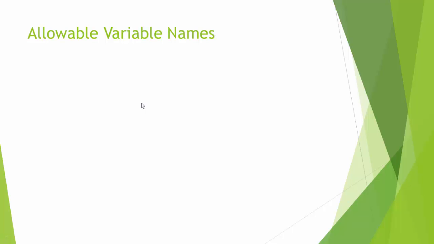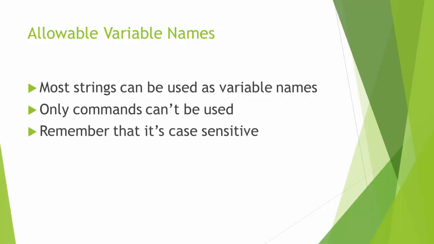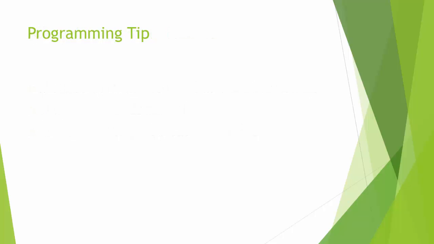For variable names, almost any set of characters can be used. There are just some specific ones that are commands that you can't use, and we'll learn what those are. But if you follow the rules in these slides, you won't have any problem with that. Now we do have to remember that capitals matter. So if we have input variable 1 with capitals and input variable 1 without capitals, they are two different buckets. So we need to keep that in mind.